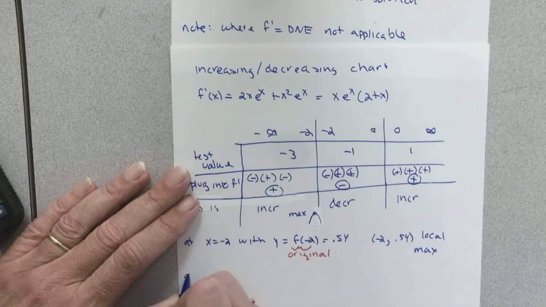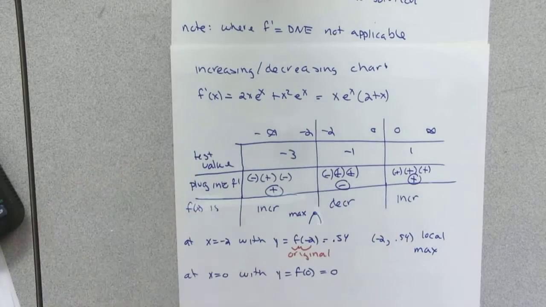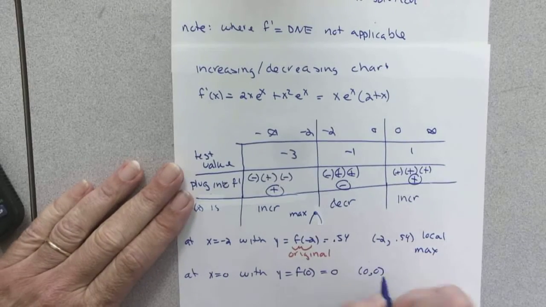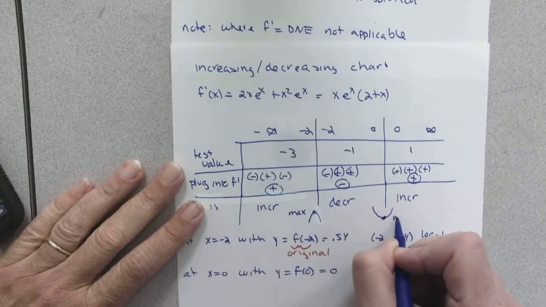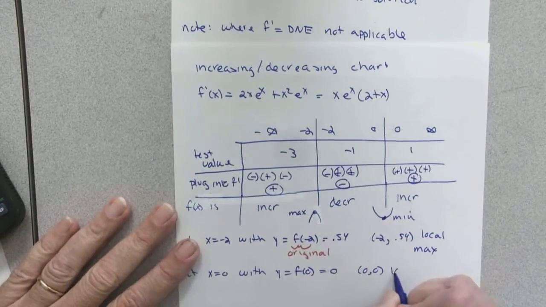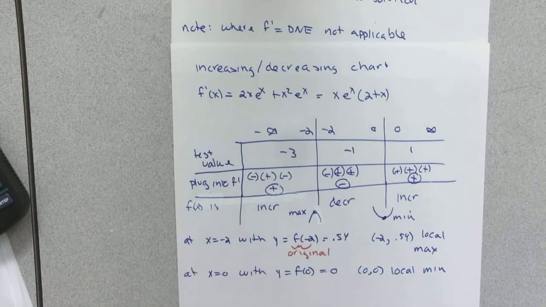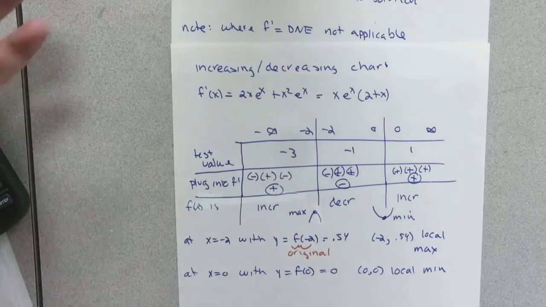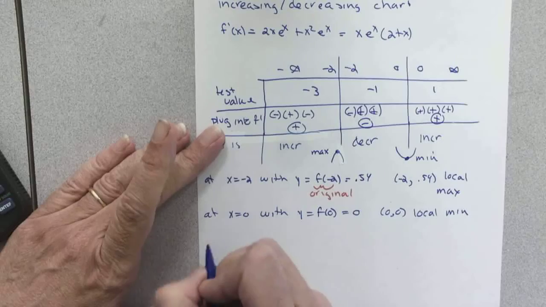Doing the same thing at x equals 0, with y equal f of 0. And I can even do that one by hand. That would be 0. Gives me 0, 0. And at 0, it changes from decreasing to increasing, or the first derivative changes from negative to positive. And so that means it's a local minimum. And there's all my increasing, decreasing work. So now we're going to go on to concavity work.